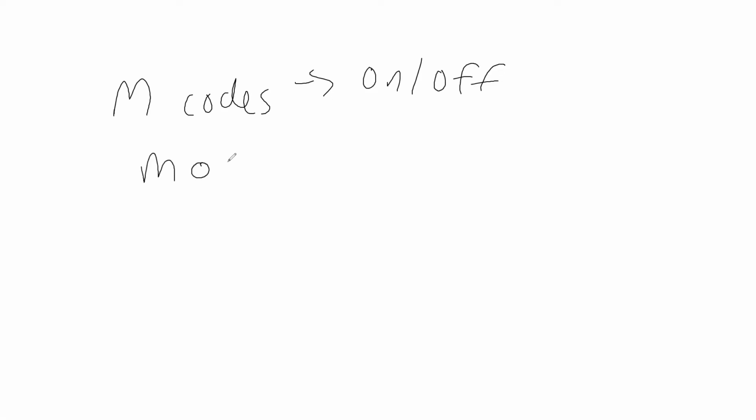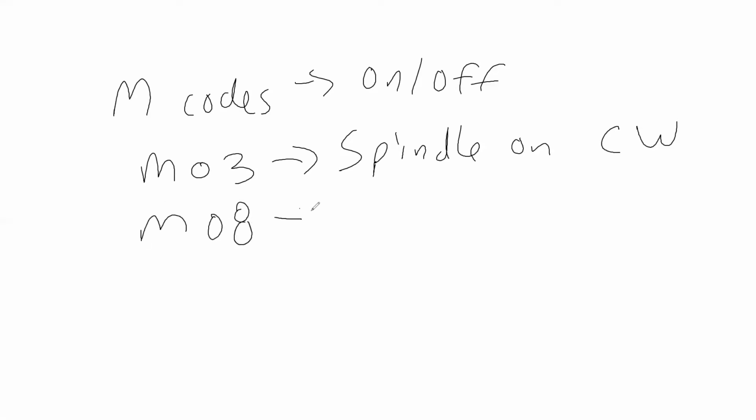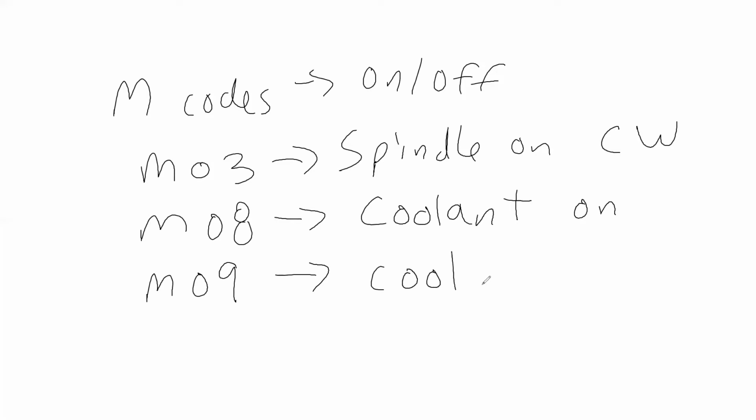All right, so how do we use these codes within our program, and how exactly do they work? Well, I'll start with the M codes, which I said were sort of on, off. Okay, so some examples of these would be M03, that is spindle on clockwise, or M08, that is coolant on, and then M09 would be coolant off.